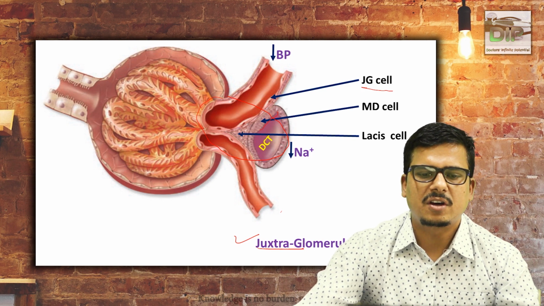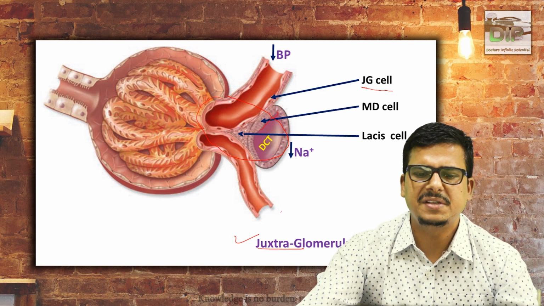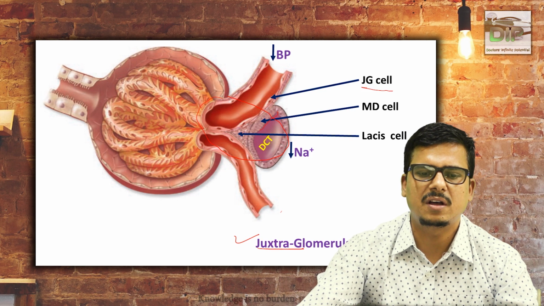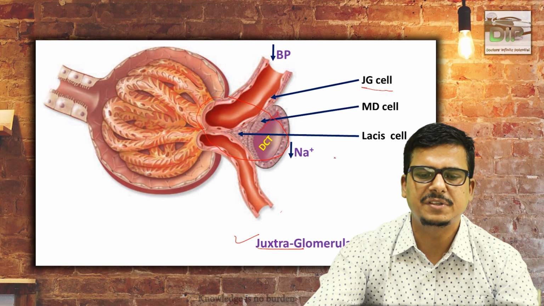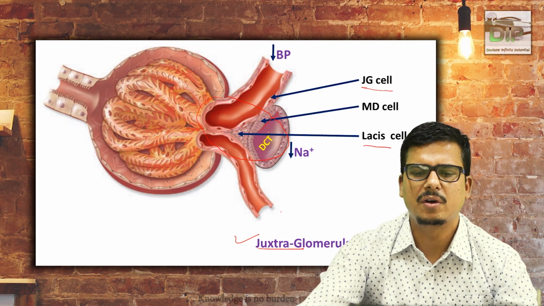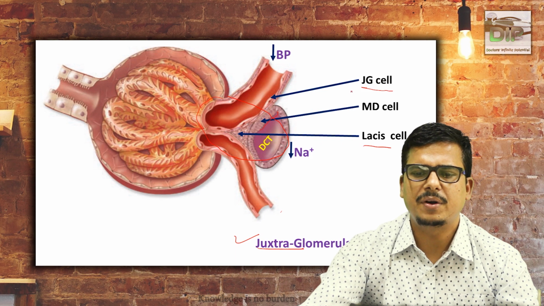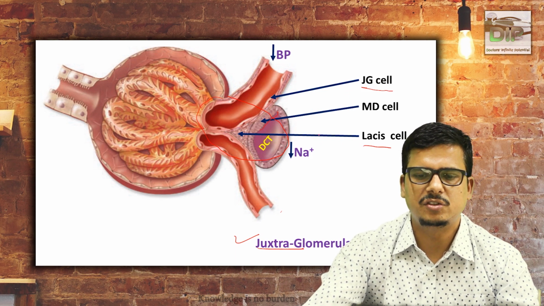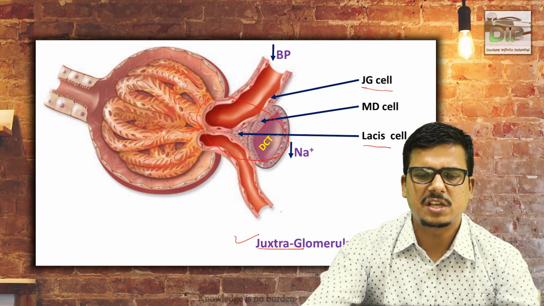And there is another, the third cell, the Lacis cell. These are called the mesangial cells also, but this is not inside the glomerulus. This is the extraglomerular mesangial cell, also called the Lacis cell, the function of which is not properly known. So these two cells are the important components of this juxtaglomerular apparatus. How this apparatus works, we are going to see.